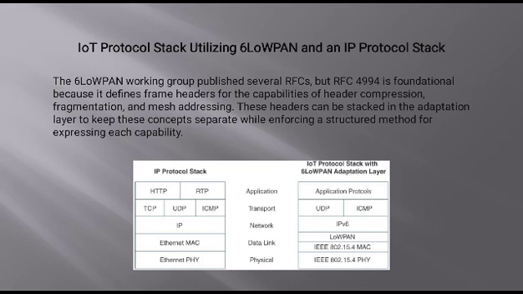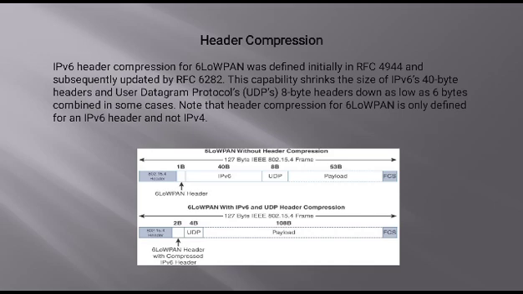Consider the model of the 6LoWPAN working group, which published RFC 4944. RFC 4944 is functional because it defines frame headers for the capabilities of header compression. You can see how the structure will be: header compression, fragmentation and mesh addressing. These headers must be stacked in the adaptation layer to keep the concepts separate while enforcing a structured method of expressing the capability. Header compression.